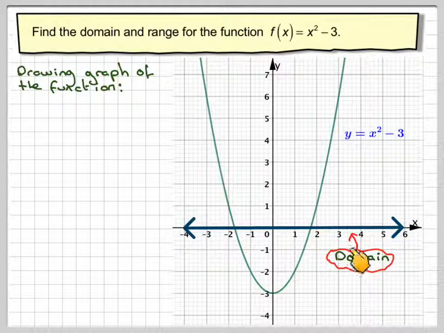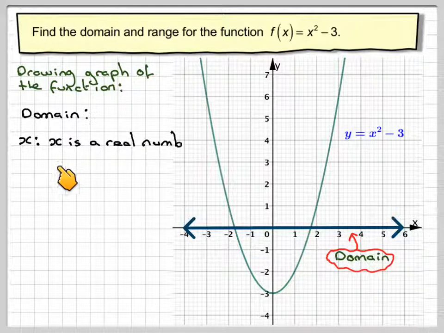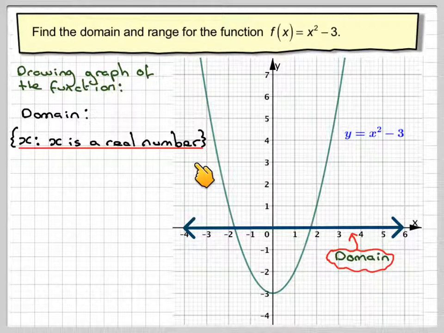So this is called the domain, and we can write that down. So the domain is x such that x is a real number. Okay, so any value of x we can put into this function. It is a set, so normally we include it as curly brackets.